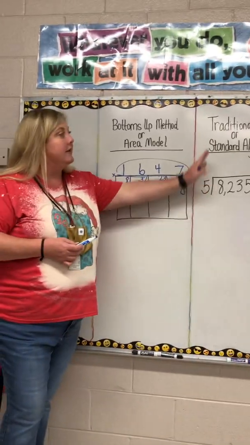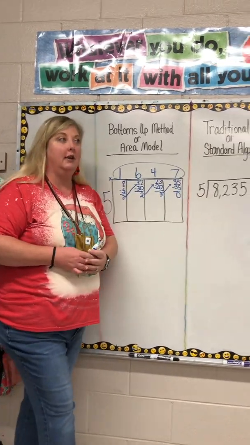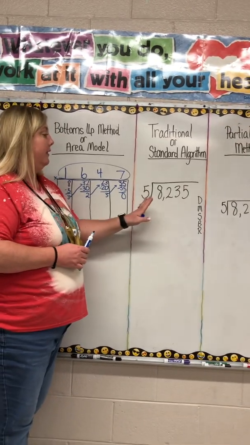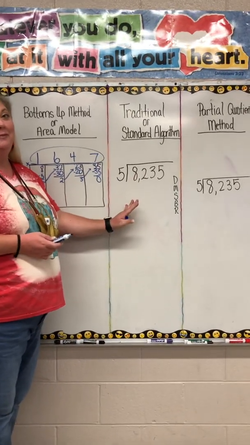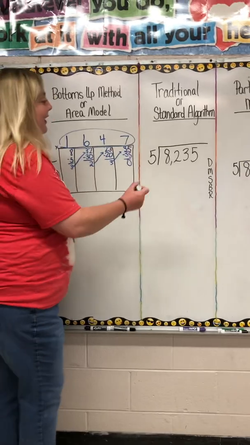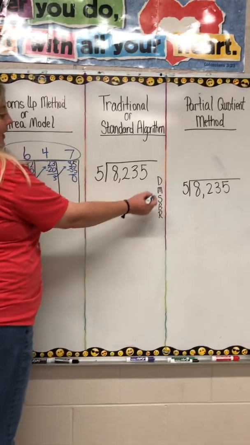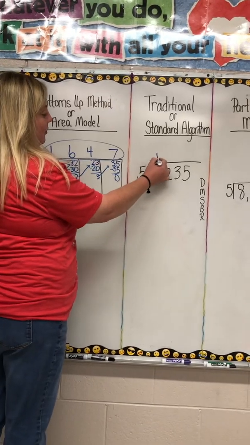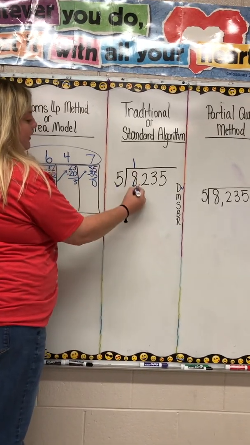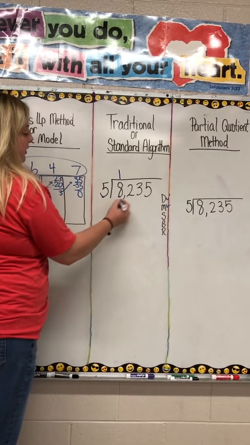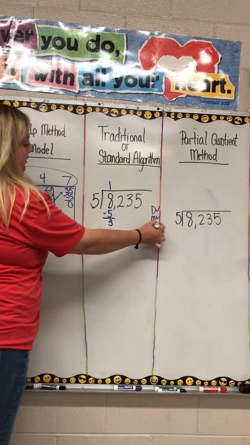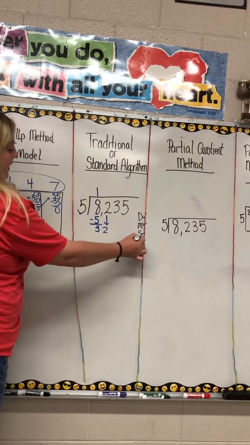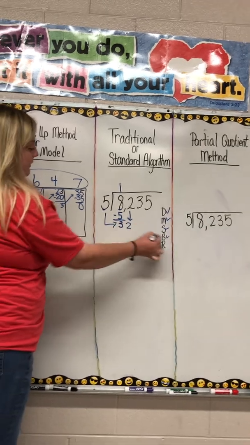Okay, now let's go to the traditional or standard algorithm. This is also my very favorite way too. Okay, we'll go through our steps: divide, multiply, subtract, bring down, and repeat. We'll divide 5 into 8 one time. 1 times 5, 8 minus 5, bring down, and now repeat.